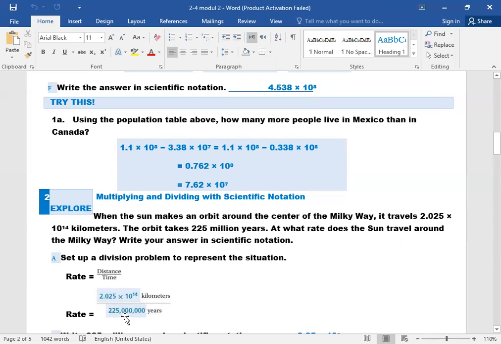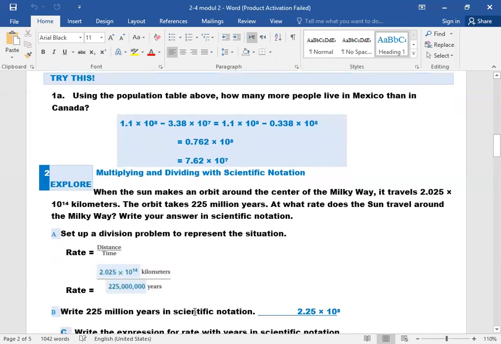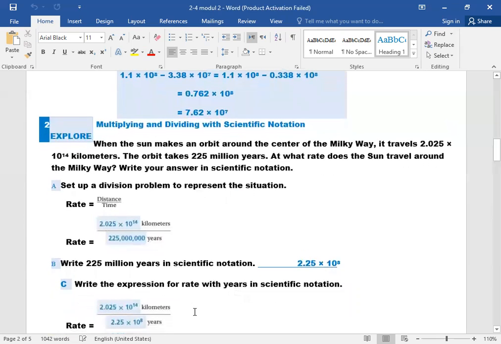The number for the time is written in standard notation. So we have to change it to scientific notation. Then it will be 2.25 times 10 to the power of 8. How? We will move the decimal point. So this is 1, 2, 3, 4, 5, 6, 7, 8. So it will be 2.25 times 10 to the power of 8.